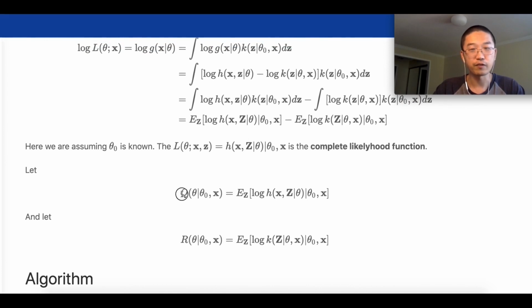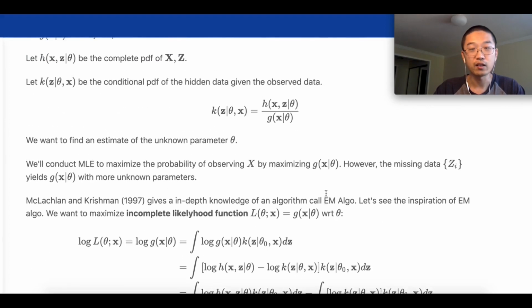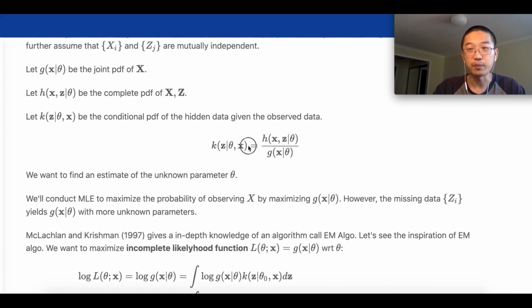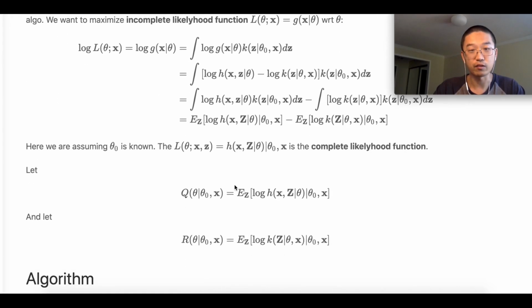So we see we need to find the value. We need to calculate Q, which is the expectation of Z given the condition of theta and X. What does it mean? We need the PDF of Z given theta and X. So we need that function in order to calculate this Q. We already have this log of H. The log of H is just the log of the complete likelihood function.